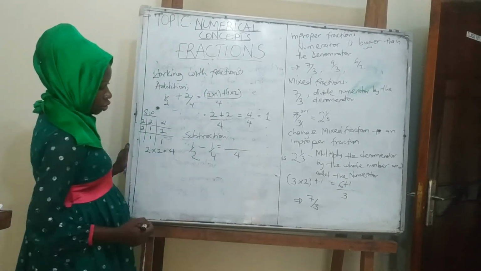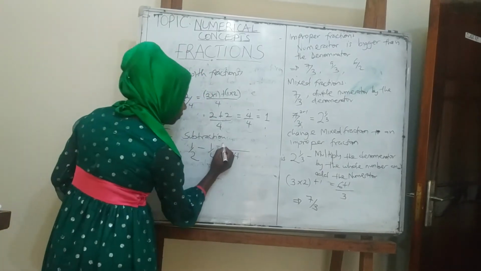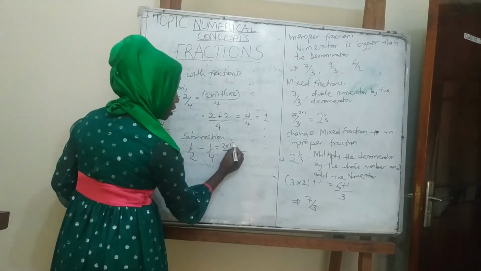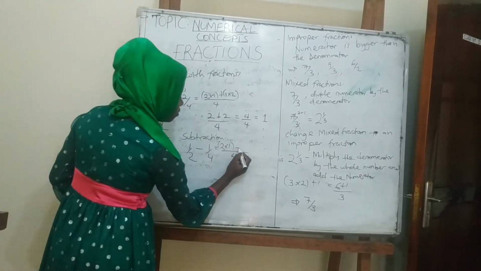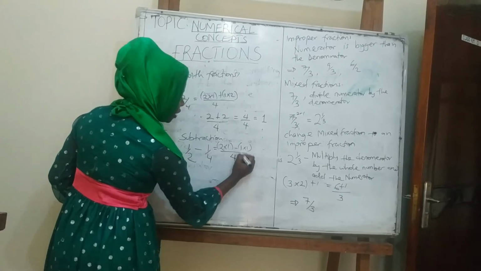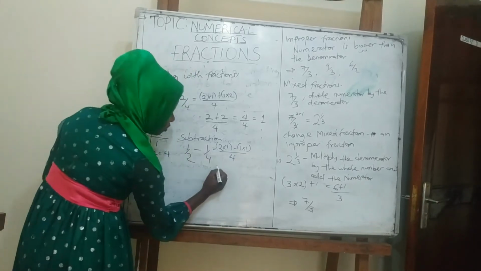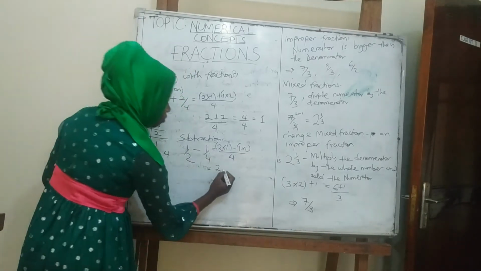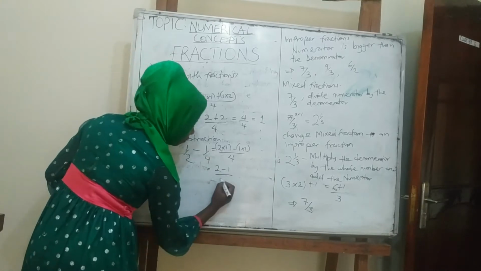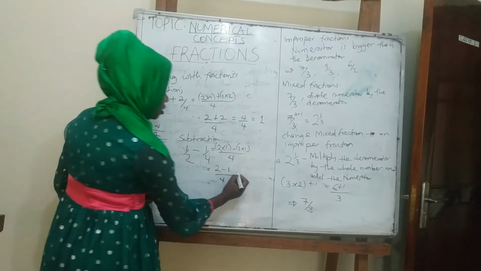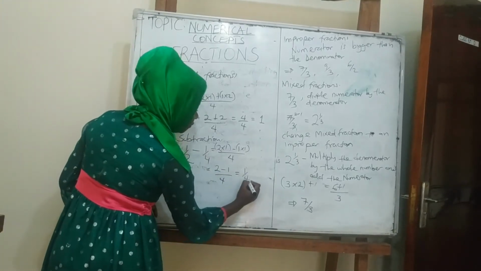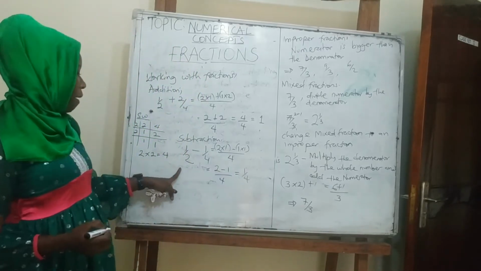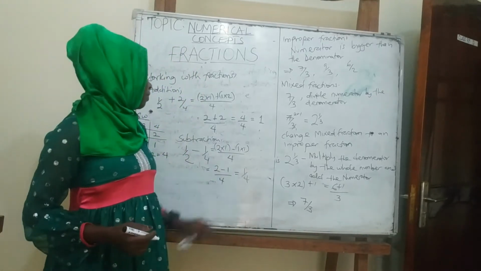4 divided by 2, I get 2 times 1. 4 by 4, I got 1 times 1. So 2 times 1 is 2, minus 1, then over 4. 2 minus 1, I am getting 1 out of 4. Meaning that a half minus a quarter, we get a quarter.